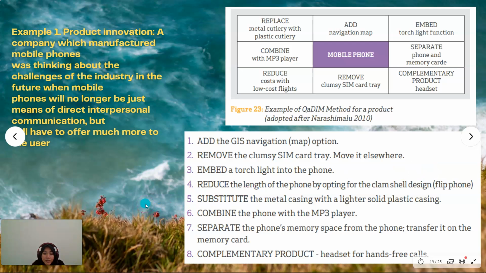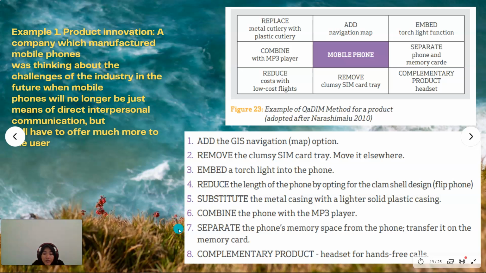Okay, substitute. What do you want to substitute? The metal casing with a lighter solid plastic casing. So you change that. Okay, combine. What do you want to combine with your handphone? You want to combine a purpose other than calling, so it is for the MP3 player.